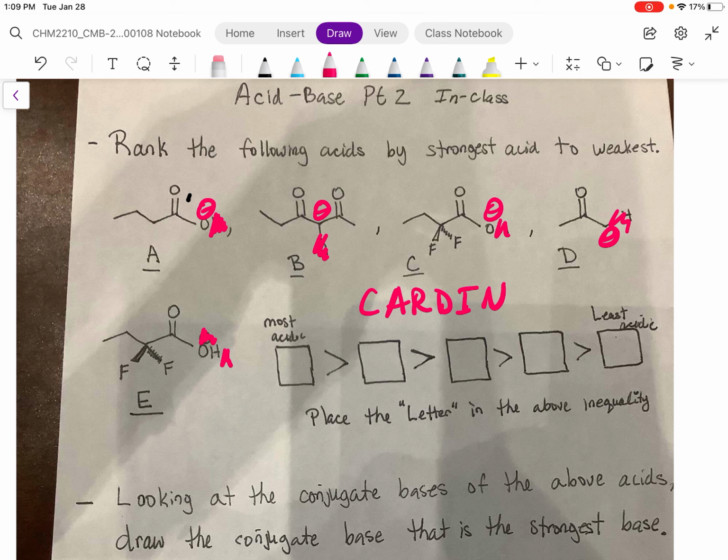So using the cardinal rule, what does C stand for? Charge. We're looking at 5 conjugate bases. Charge, charge, charge, charge, no charge. Boom, cardinal rule says that's the most stable conjugate base. If that's the most stable conjugate base because it has no charge, then that means its acid form is going to be the most acidic.